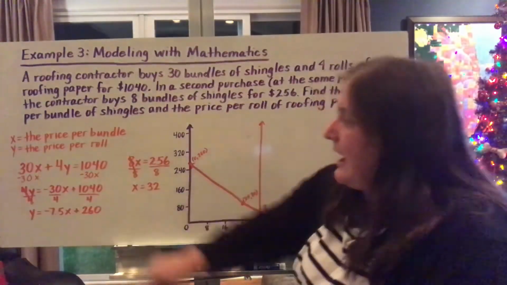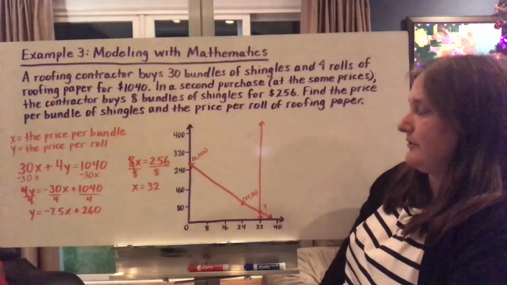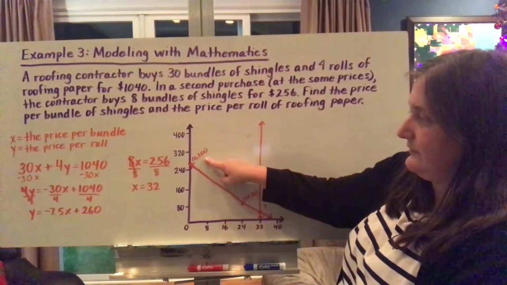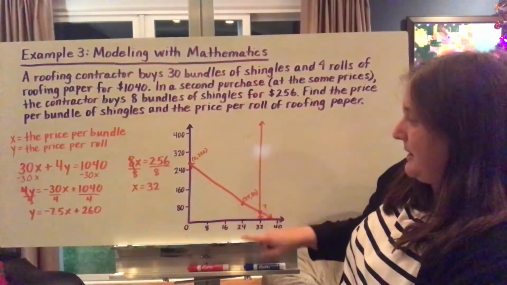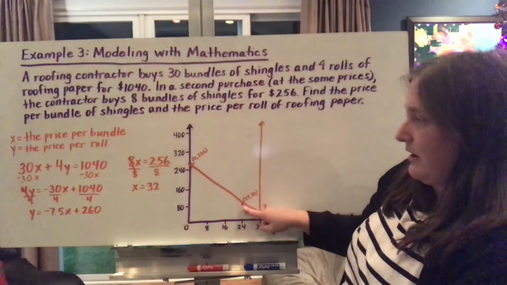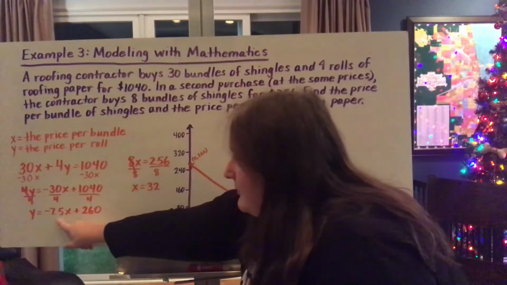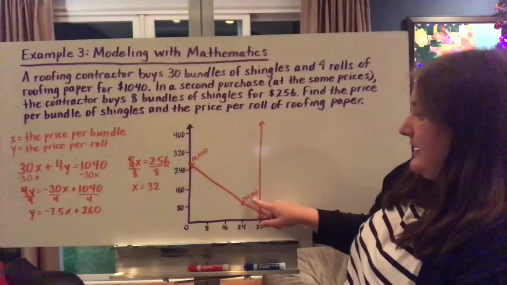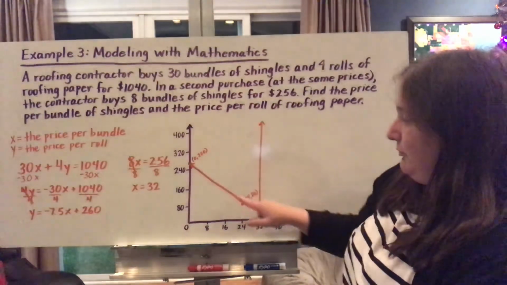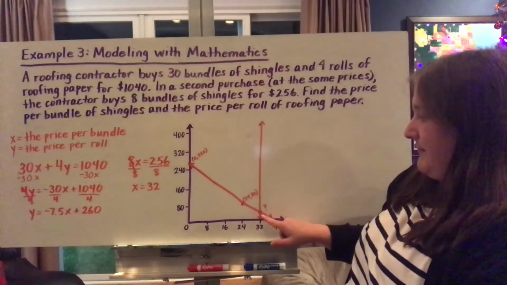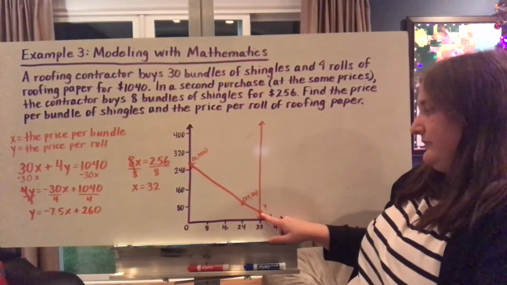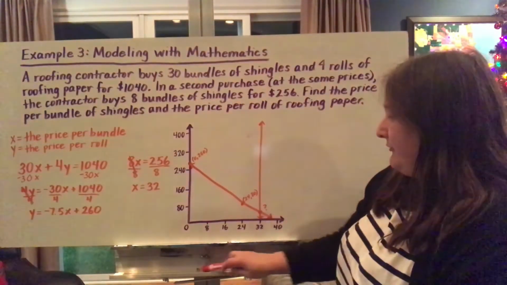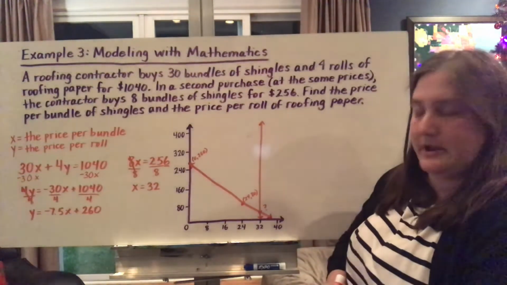And for this one, I knew one point that was definitely on the graph was (0, 260) because it's my y-intercept. But I also plugged in 24. So I did negative 7.5 times 24 plus 260, and I got an answer of 80. So once I had 2 points, I could connect them. And this is where I found the intersection. So we're going to estimate this point right here.